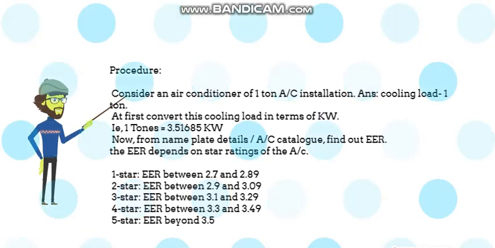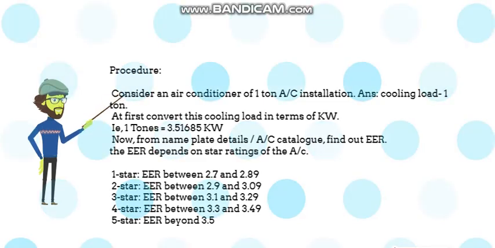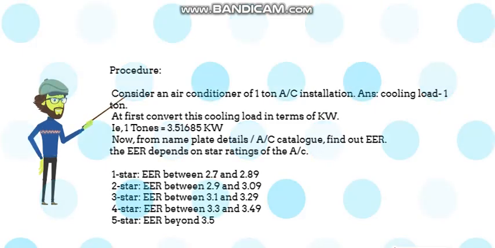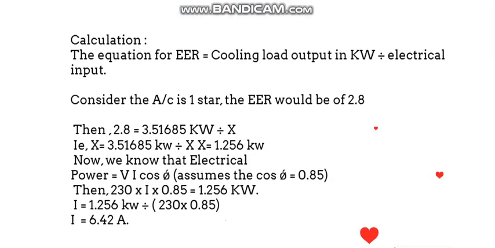Now, from nameplate details or AC catalog, find out ER. The ER depends on star ratings of the A/C. 1 star, ER between 2.7 and 2.89. 2 star, ER between 2.9 and 3.09. 3 star, ER between 3.1 and 3.29. 4 star, ER between 3.3 and 3.49. 5 star, ER beyond 3.5.